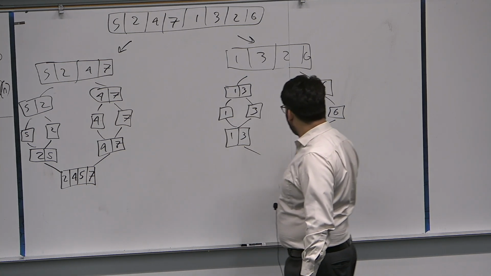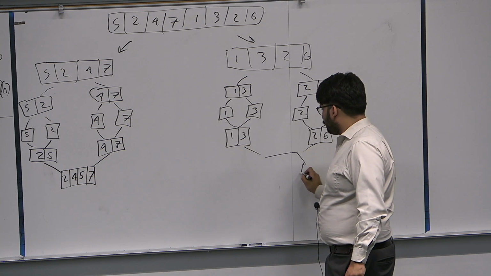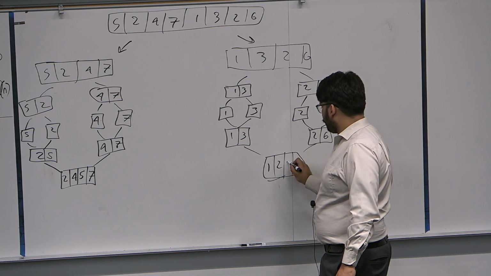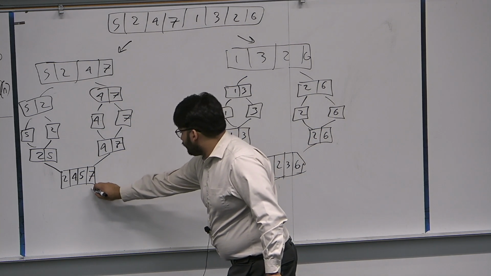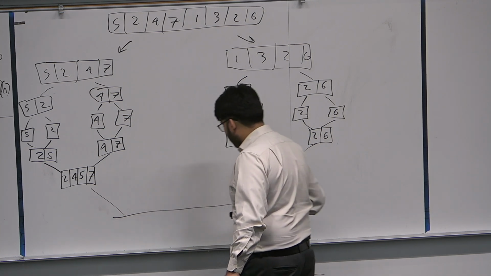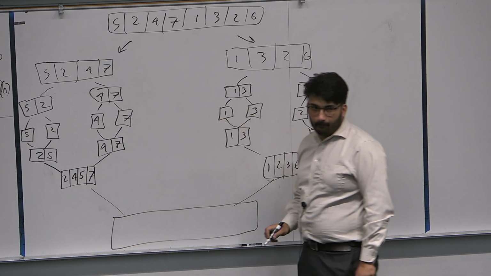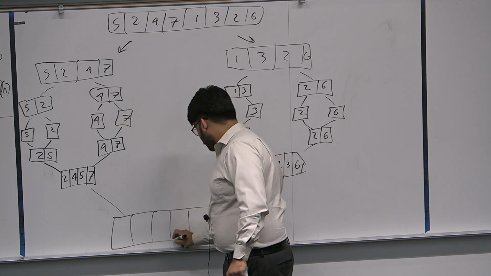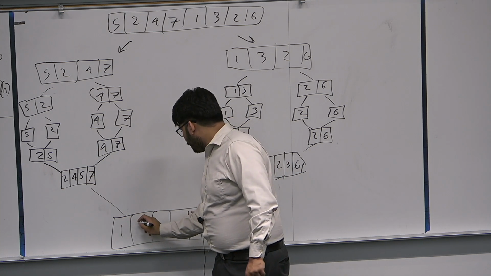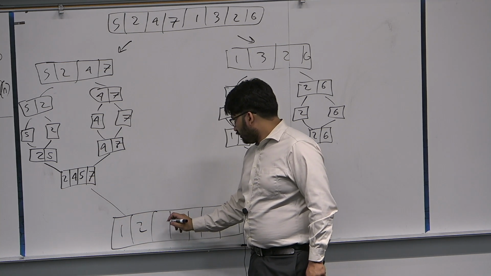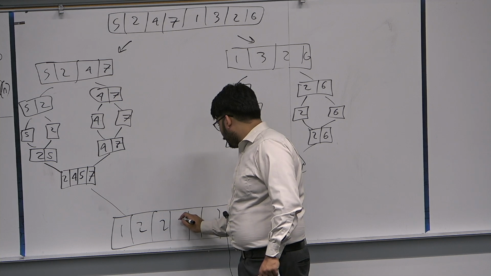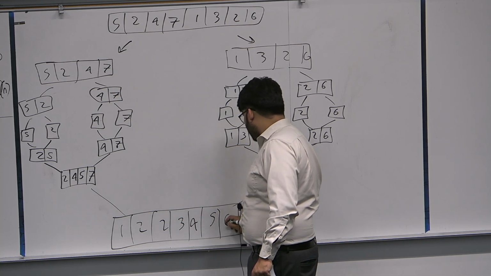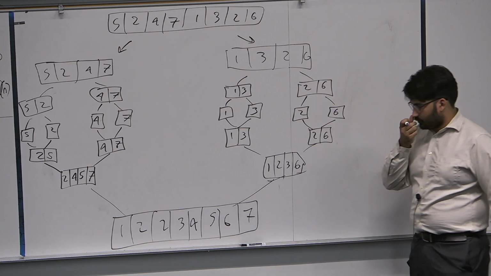What happens when you merge 1, 3, and 2, 6? And then what happens when you merge those at the end? One, 2, 2, 3, 4, 5, 6, 7. That sounds right.